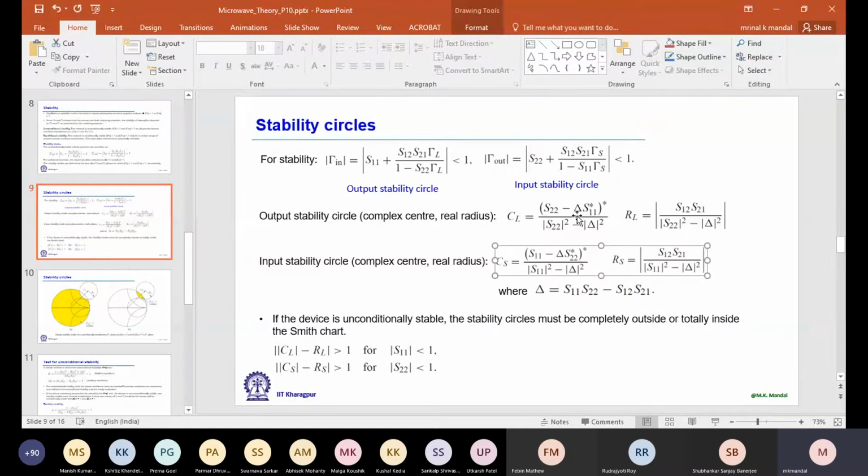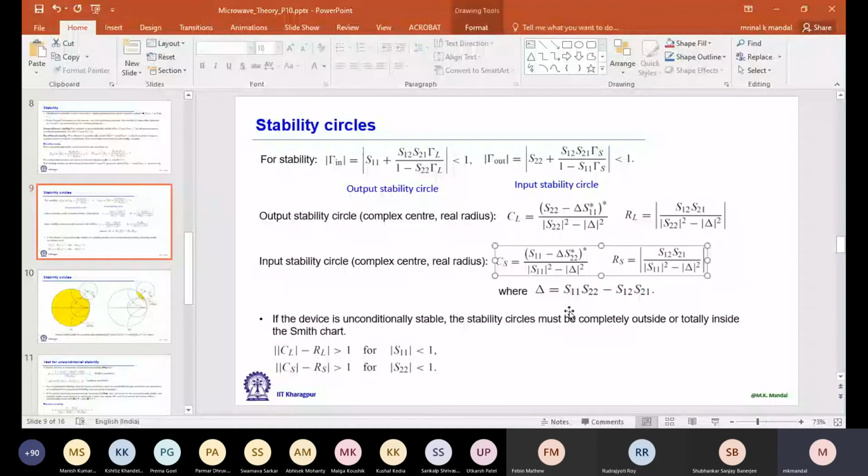So here this delta, capital delta, is equal to S11 into S22 minus S12 into S21. These S parameters are of the amplifier itself, the two-port network.